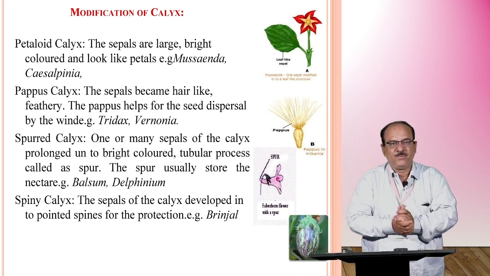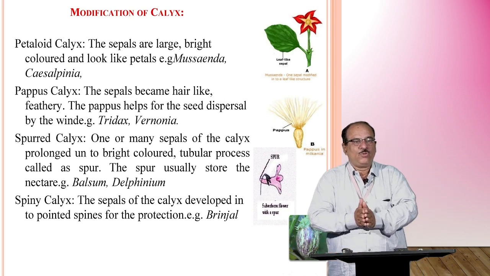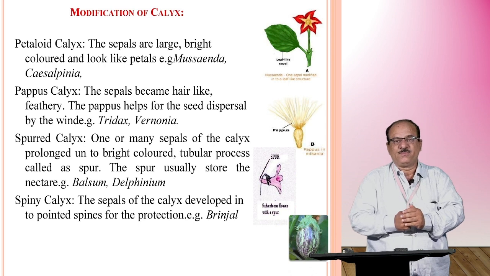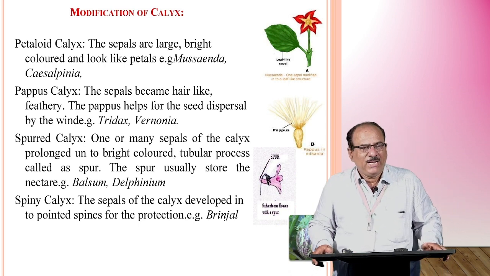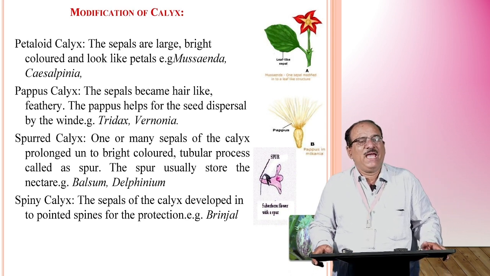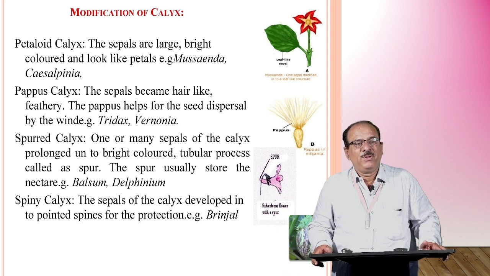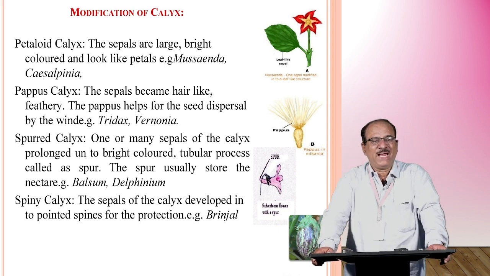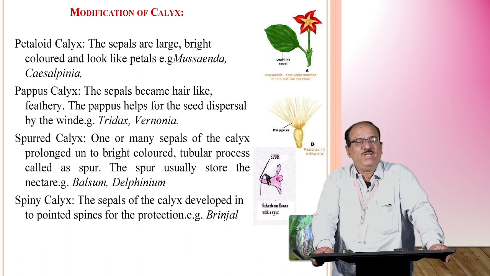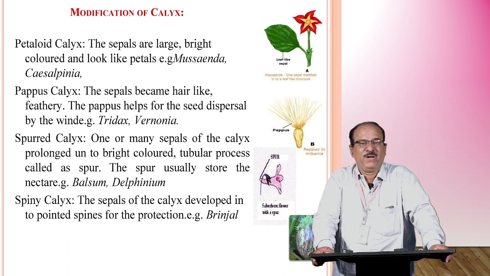Modification of calyx. So first is the petaloid calyx. In the petaloid calyx, one of the members of the calyx, or one of the sepals, becomes large, bright, similar to that of the petals, and so it is called the petaloid calyx, as in the case of Mussaenda.